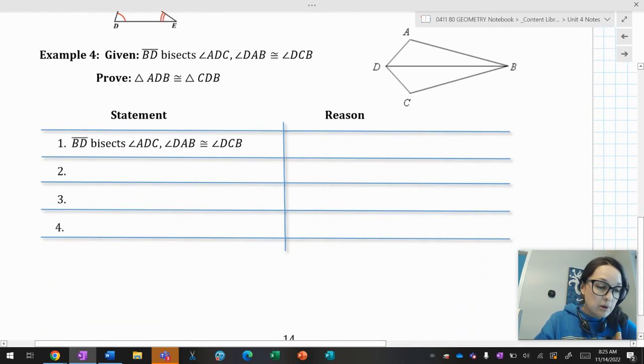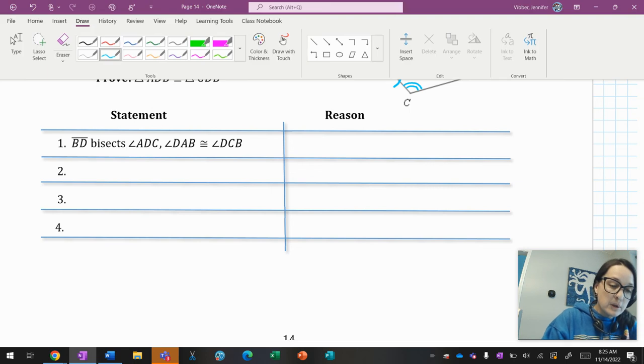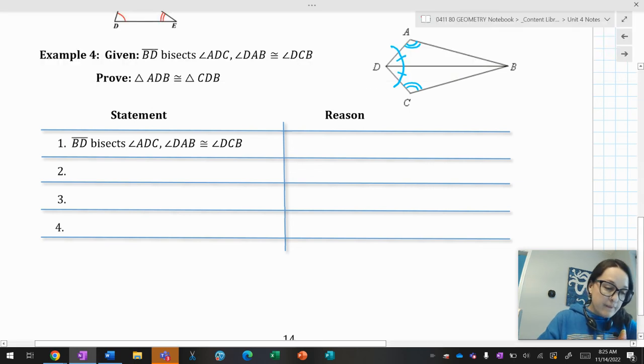All right, let's come down here. Example 4, given that BD bisects ADC. BD bisects ADC. So I have that. And DAB is congruent to DCB. Prove the triangles congruent. Okay, so let's come over here and say, well, they rewrote the givens.